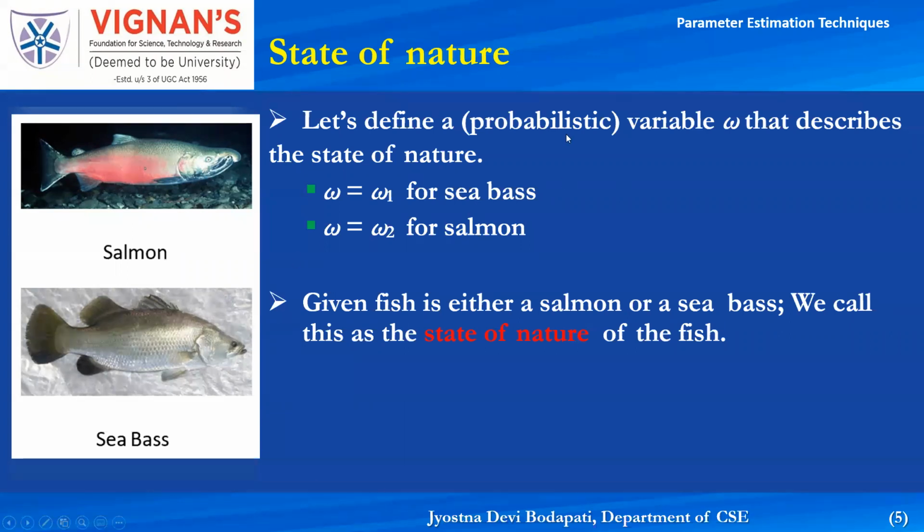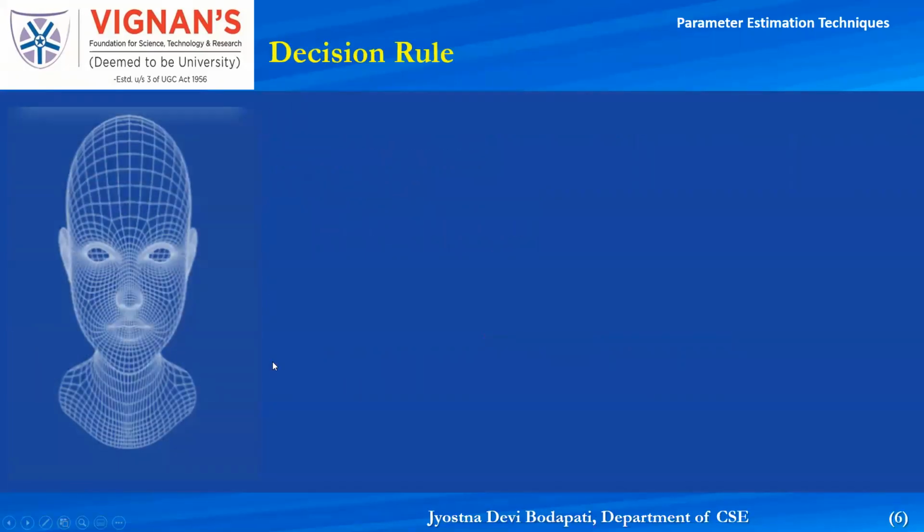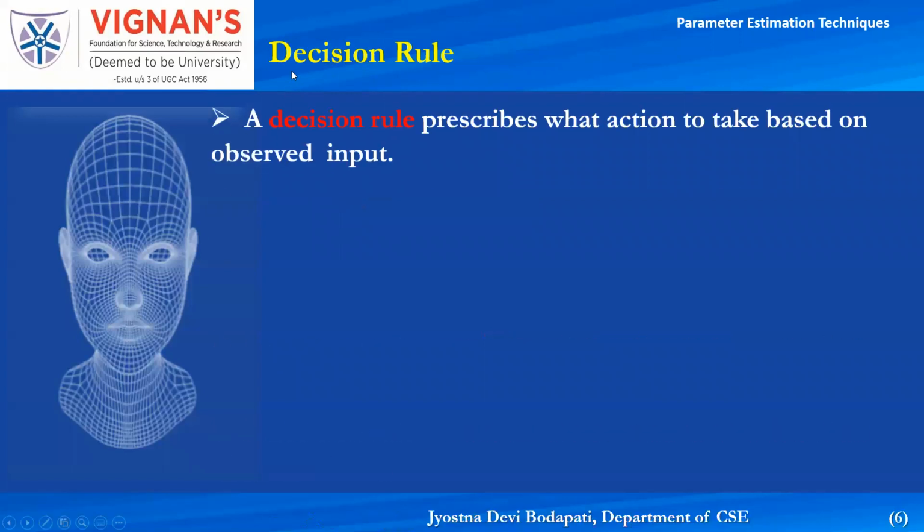In this case, we assume that the class is represented with omega. So the salmon or the sea bass are the class names, and we use omega for describing the class. How many classes do we have? We have two classes, the salmon and sea bass. We'll be using omega 1 for sea bass and omega 2 for salmon. State of the nature indicates to which class the given example or the test sample belongs. That's what the state of the nature is. As per the book it is defined, it's not that important.